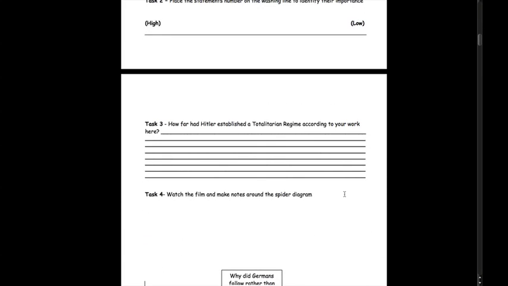And task 3 gets the students to reflect upon those 10 examples and all the previous work that they've done in booklets 4 through to 6 to consider how far Hitler had established a totalitarian regime so far.